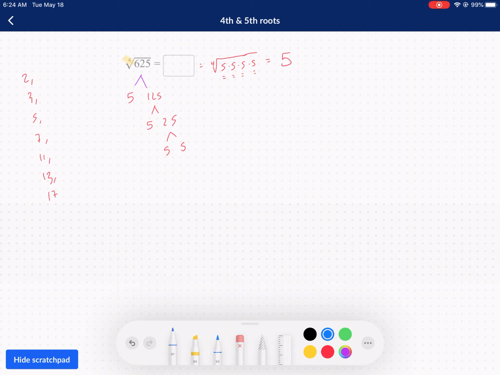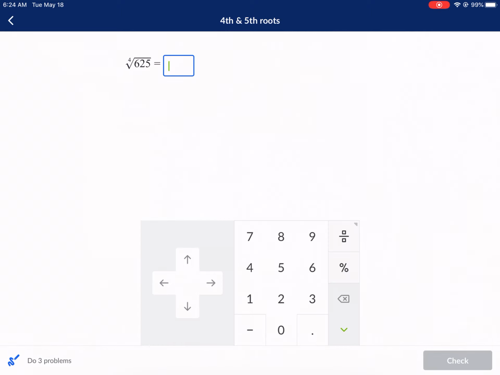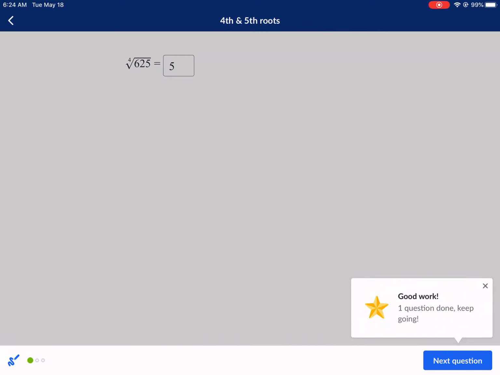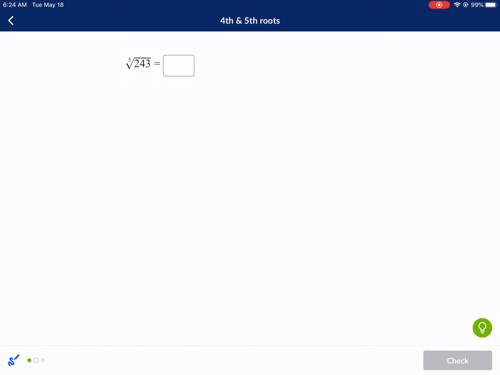The trick is anytime we're doing these roots, we're looking for the number of factors multiplied this many times together, and that will be what leaves the radical. Okay, that will be our answer. So this is going to be 5 here, and we're on to the next one already.